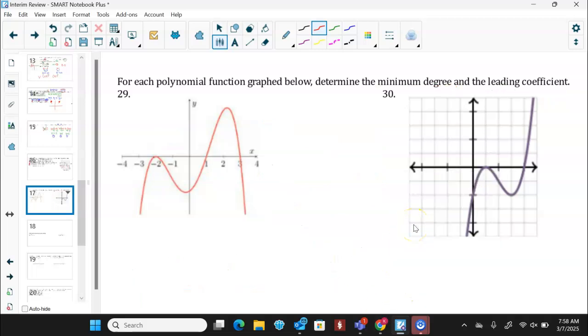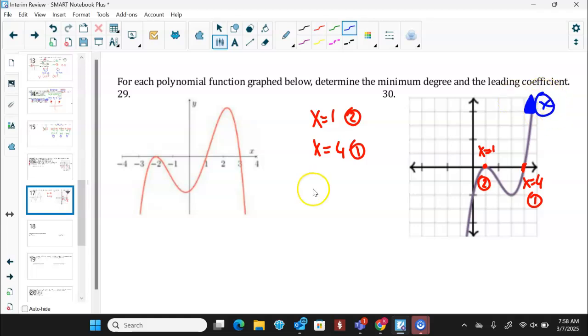All right, now here I got x equals 1, and the multiplicity seems to be 2, and 1, 2, 3, 4, x equals 4, and the multiplicity seems to be 1. So once again, x equals 1 and x equals 4. Multiplicity is 2 for a bounce and 1 for a slice. Okay, my end travels up, so my leading coefficient would be positive. And then the degree here will be 2 and 1, so degree is 3.